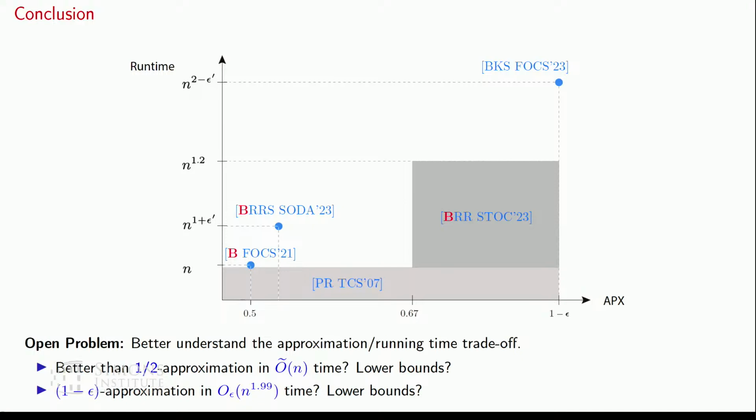This algorithm runs in n to the 2 minus epsilon time, where this epsilon depends on the approximation. I'm asking is it possible to get rid of this epsilon in the exponent? Maybe you can have one exponential in 1 over epsilon times n to the 1.99. Such an algorithm would be really cool. Okay, I'm going to conclude the talk now.